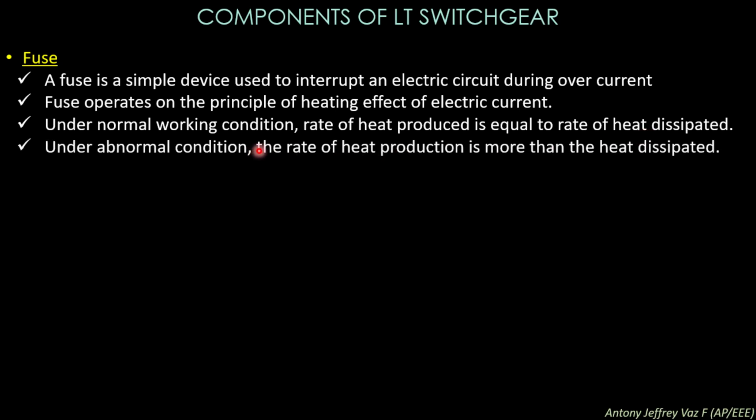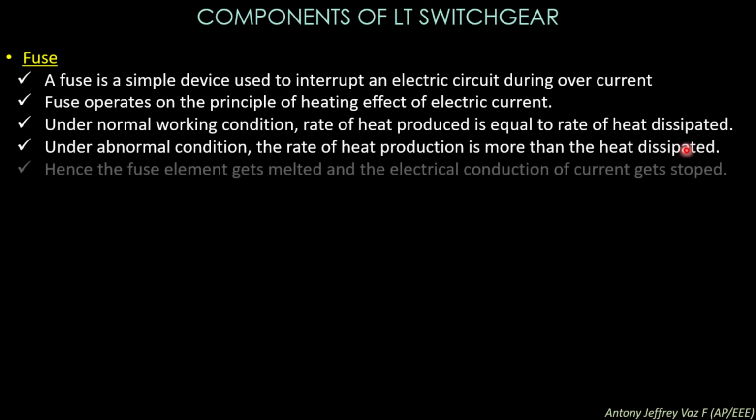Whereas under the abnormal condition, the heat production is more than the heat dissipation. So a large amount of heat is produced in the fuse, but the heat dissipated from the fuse is less. So the amount of heat present in the fuse element is more. Hence, the fuse element gets melted, and then the conduction of the current gets stopped.